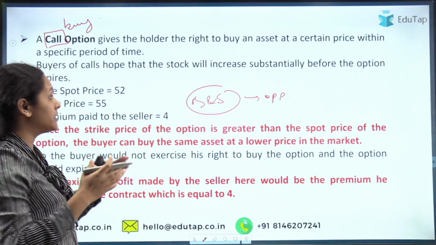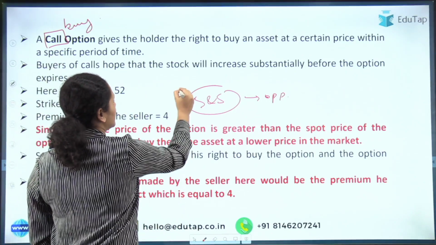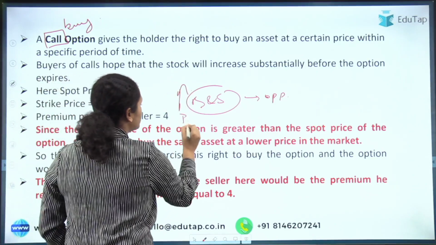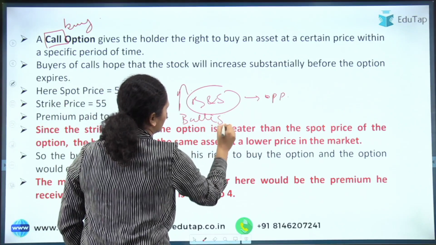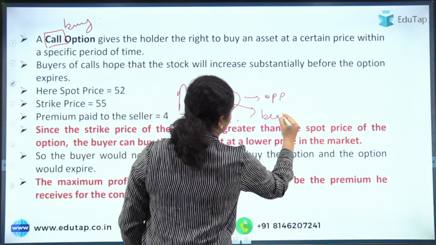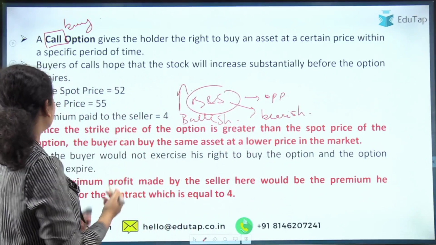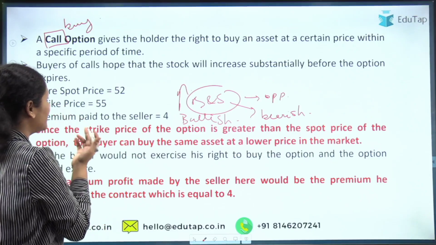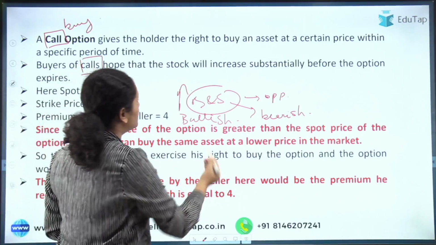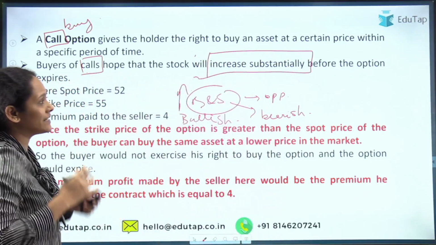When would the buyer make a profit? Buyer क्या सोचता है कि future में there should be an increase in the price. He has a bullish viewpoint basically. ठीक है, whereas the seller of the contract has a bearish viewpoint. So the same thing is written here, that the buyer of the call hopes that there will be substantial increase in the price before the contract expires.